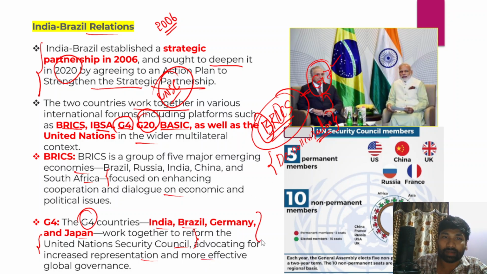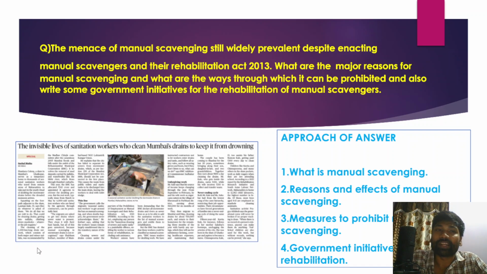So these are the different areas where they work in tandem, and they also get a place at the global high table so that it would be more and more representative, right? So that is with respect to India-Brazil relations.